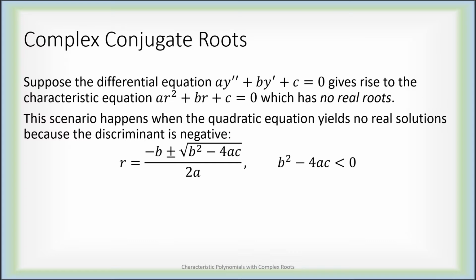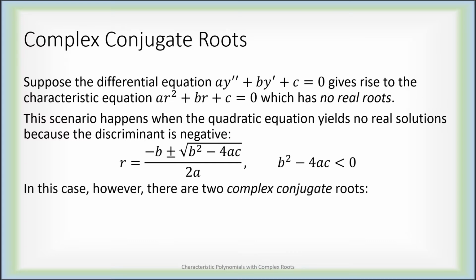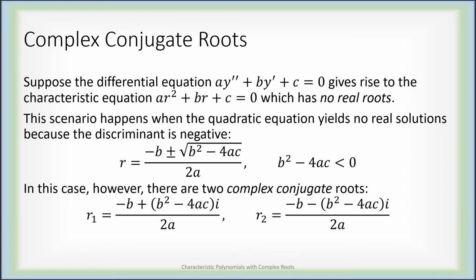If b squared minus 4ac is negative, well then, trying to apply the quadratic formula to our characteristic equation yields no real solutions. There are, however, two complex conjugate roots: negative b plus the square root of the discriminant times i over 2a, or negative b minus the square root of the discriminant times i over 2a. i is this imaginary number that satisfies the equation i squared equals minus 1.